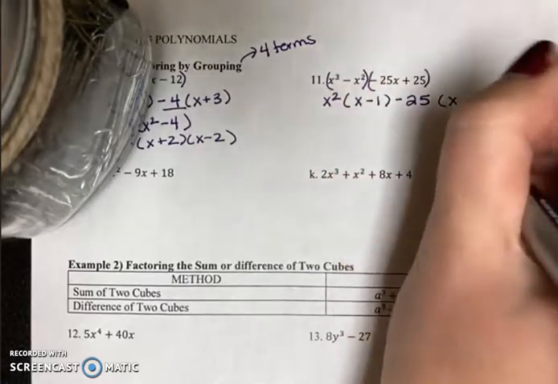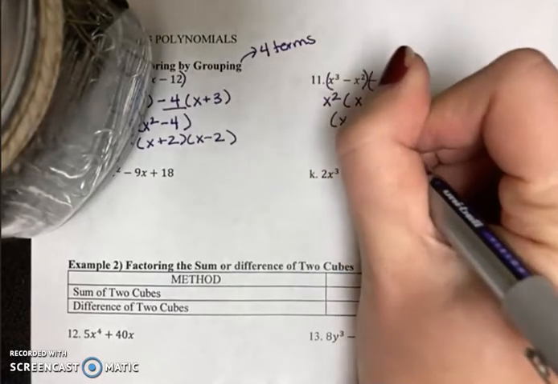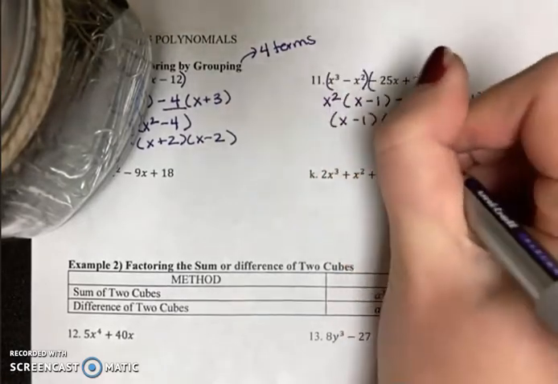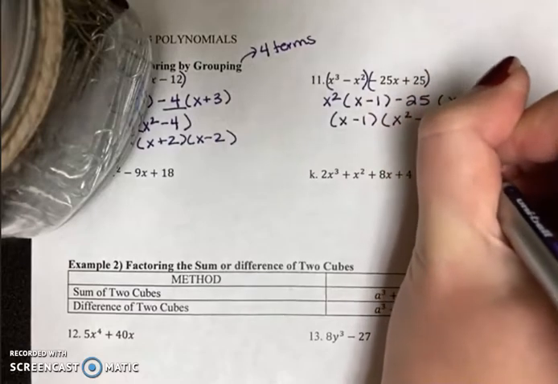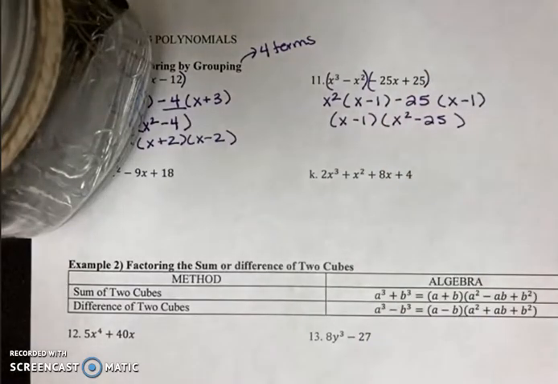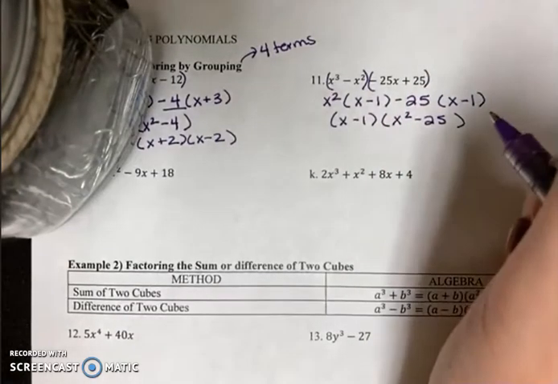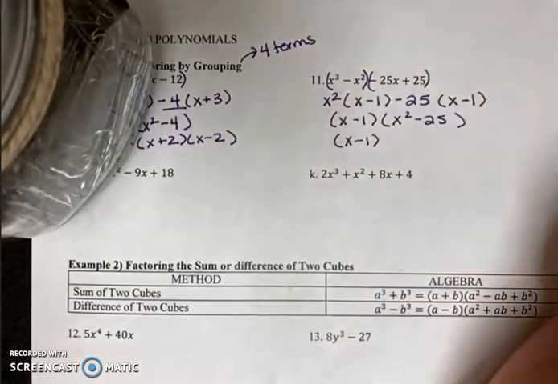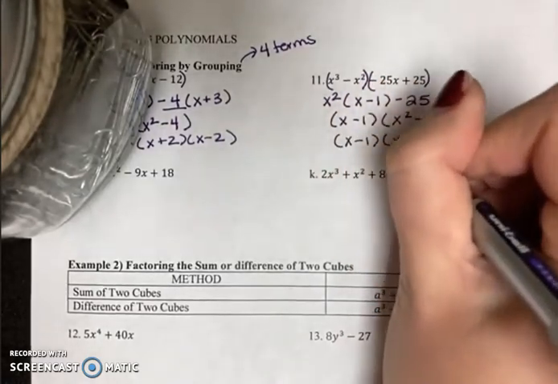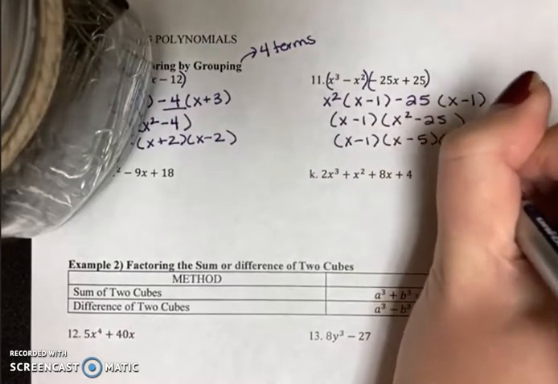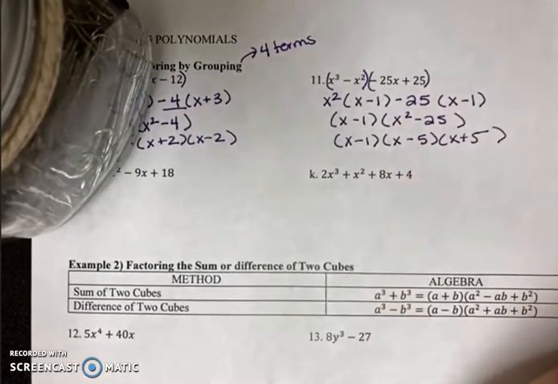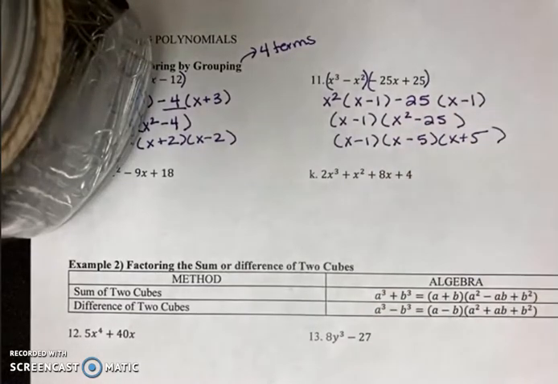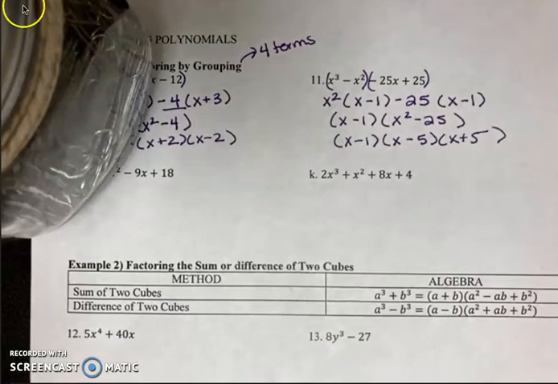This is now the new GCF, the x minus 1, and I am left with the x squared minus 25. Okay? I need to factor it completely. The x minus 1 stays the same, however, I do have a difference of 2 squares. I have now factored completely. That is my final answer. Please pause the video and try the next 2.